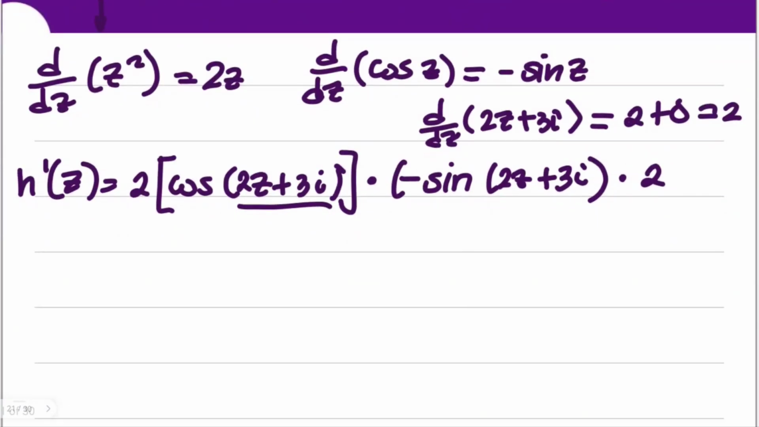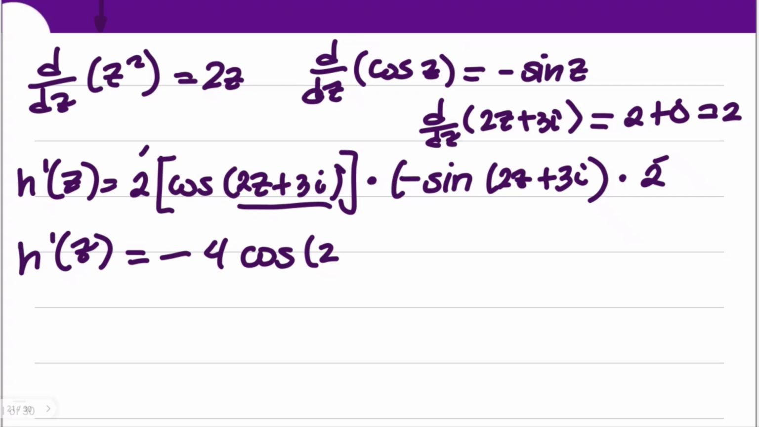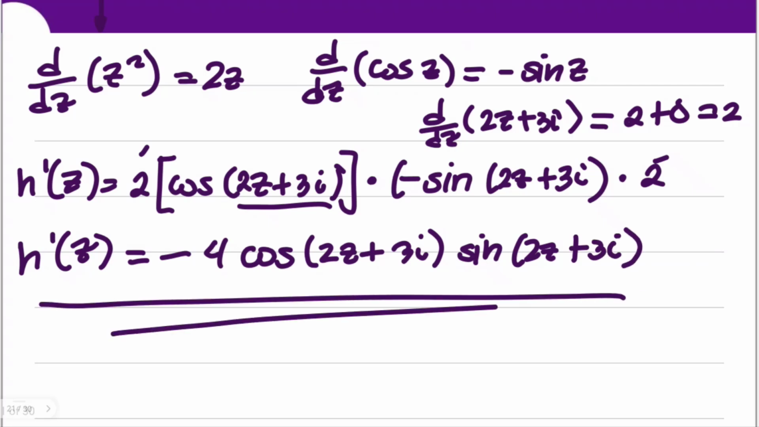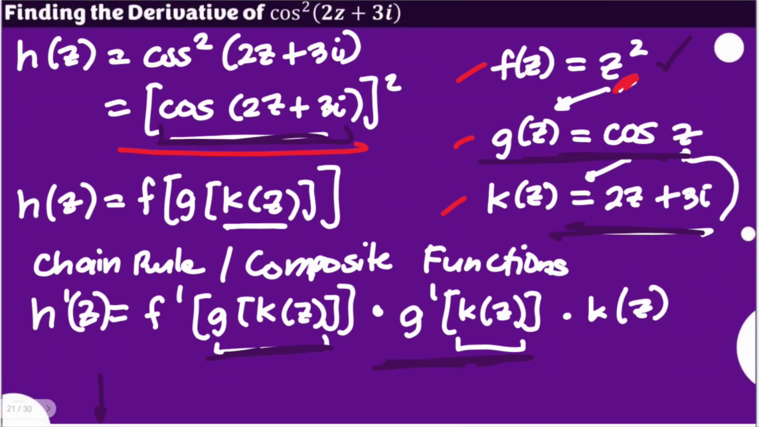So with all of this now, simply combine them. You have here the negative, so it would precede here. 2 times 2 is 4. Then you will have your cosine of 2z plus 3i times sine 2z plus 3i. This is now the final form of the derivative of the given function, the square of cosine of 2z plus 3i, using the chain rule or the rule on differentiating composite functions in the context of complex numbers.